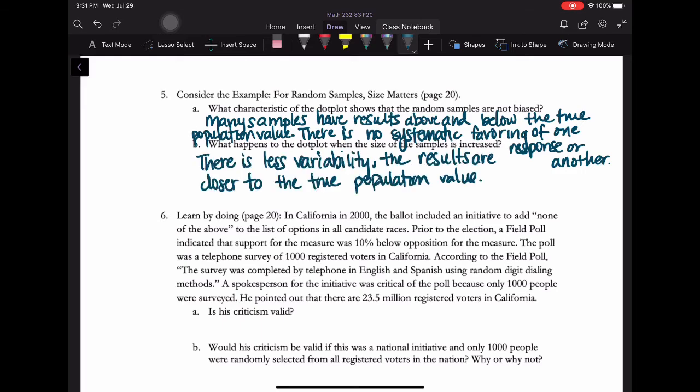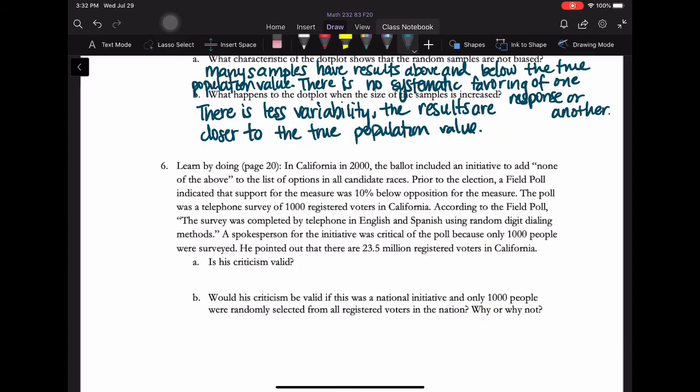Okay, now I want you to read the Learn by Doing, recapping from page 20, about the ballots. The spokesperson that was critical, we want to know whether his criticism was valid. And really we're wondering whether there's some sort of bias. And remember, our way that we eliminate bias is we do random sampling. And so because there was a random sample, his criticism is not valid.